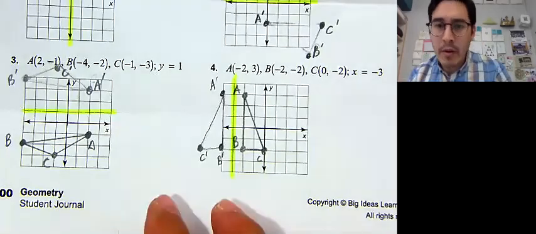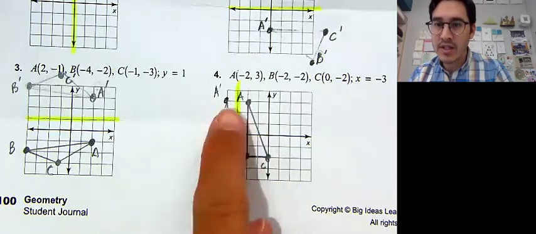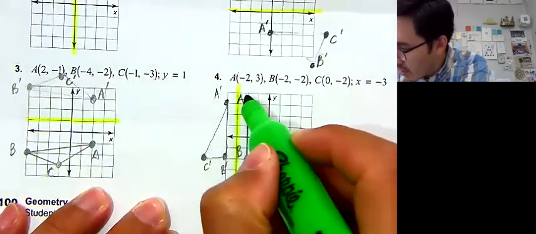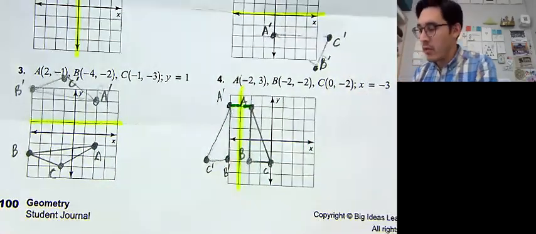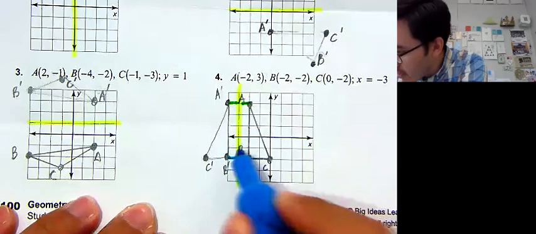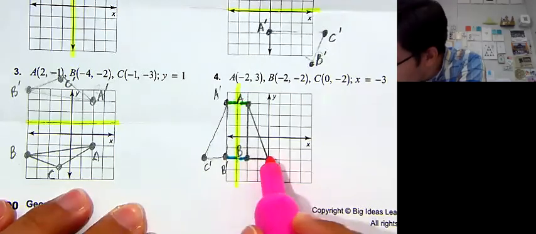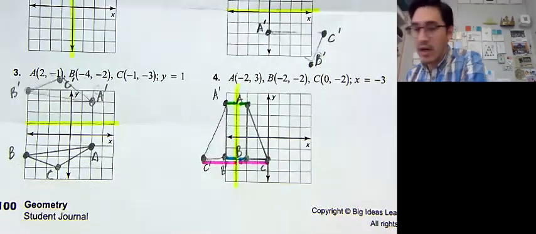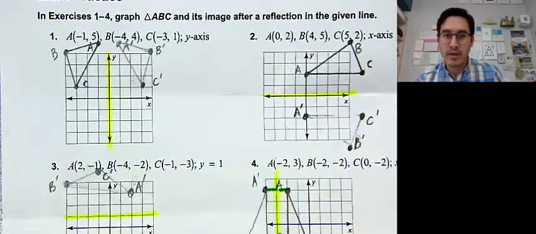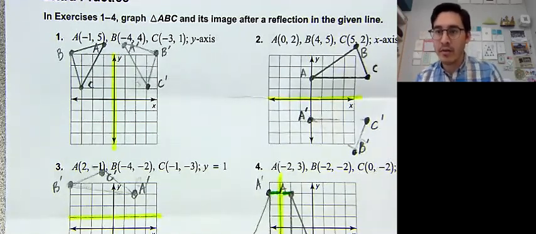All right, so the thing to know about reflections is that the original point and the reflected point will be the same distance from your line of reflection. Right, so the distance of A and A prime, they're both 1 unit away from the line of reflection. B and B prime are also each 1 unit away from the line of reflection. And then C and C prime are both 3 units away from the line of reflection. Okay. And you can go back and look at the other problems, and you can see that each point and its reflection are the same distance from that yellow line.